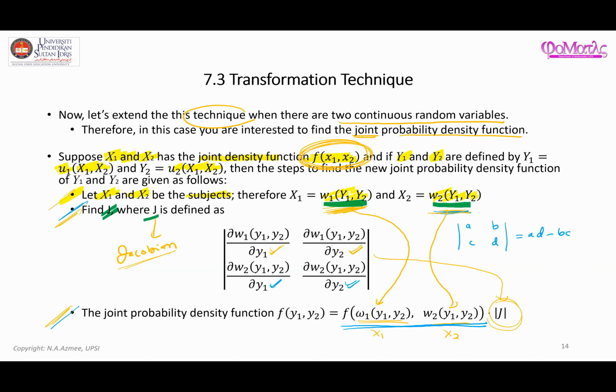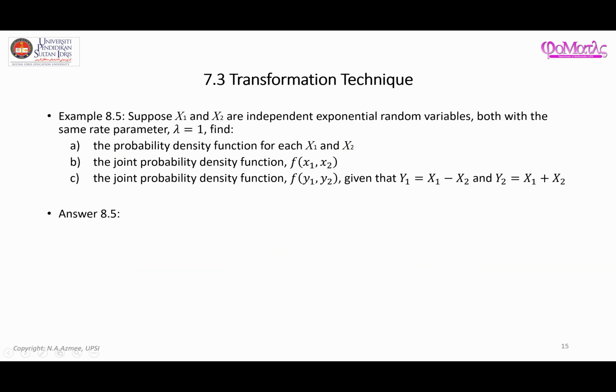Now, without further ado, we are going to look at the example here. Suppose that we have two random variables, x1 and x2. They are independent exponential random variables, both with the same parameter, lambda equal to 1. We are looking to find the PDF for each of x1 and x2.